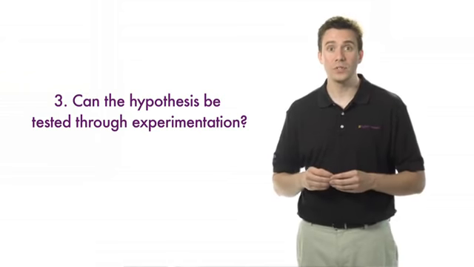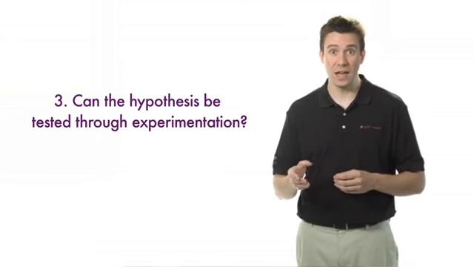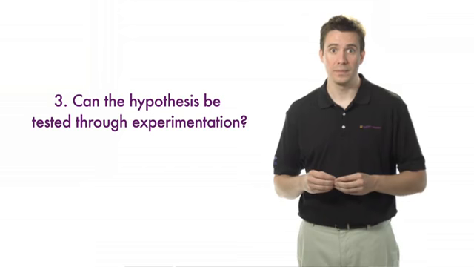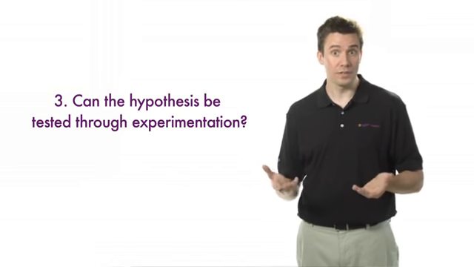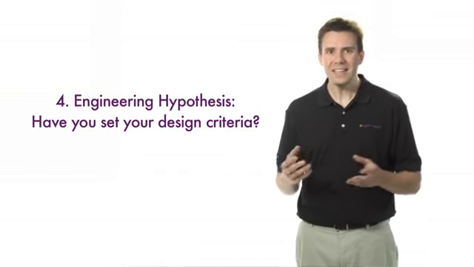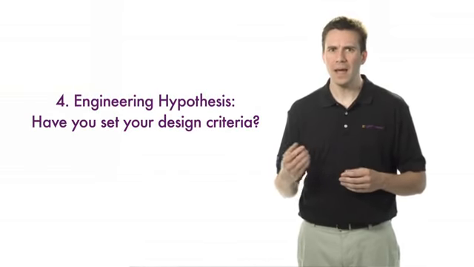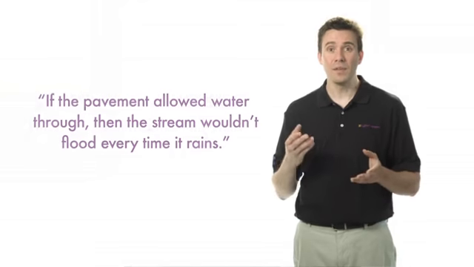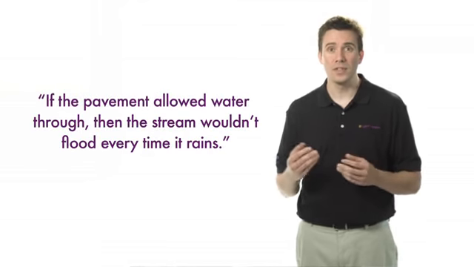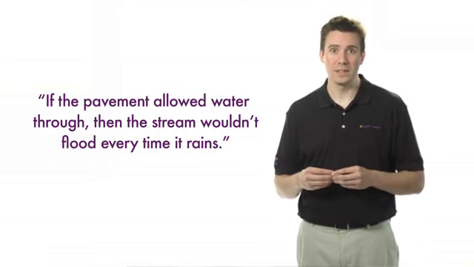So you'll have to choose something that can actually be tested yourself, not by your local government. Maybe you could create a model of the situation and test it there. Number 4, I didn't set any design criteria, so I may need to look at my hypothesis again. I have, if the pavement allowed water through, then the stream wouldn't flood every time it rains.